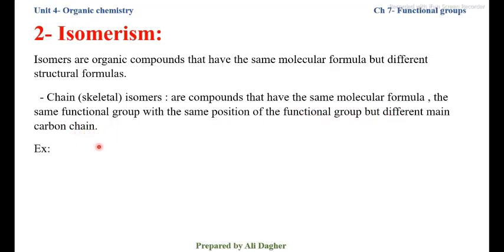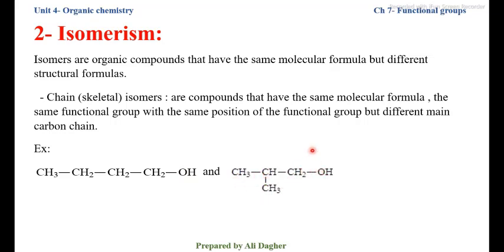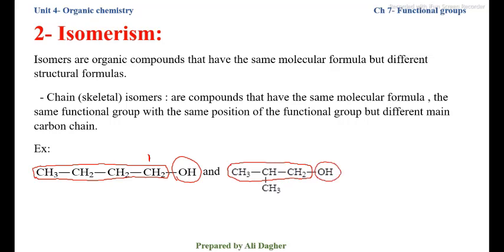For example, CH3CH2CH2CH2OH and CH3CH(CH3)CH2OH. In the first isomer, we have a carbon chain formed of 4 carbon atoms, main carbon chain, and we have hydroxyl group bonded to carbon 1. In the second isomer, we have the main chain formed of 3 carbon atoms, the same functional group, hydroxyl group, and bonded to the same carbon, which is carbon number 1.